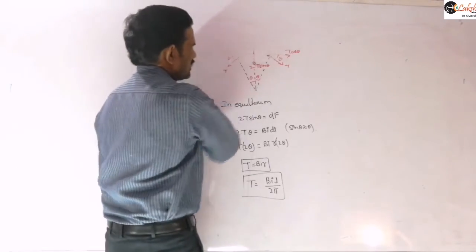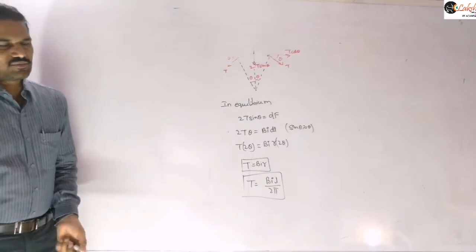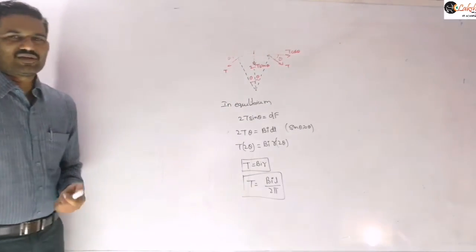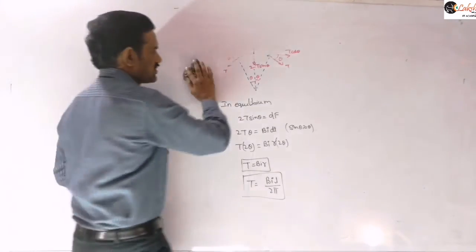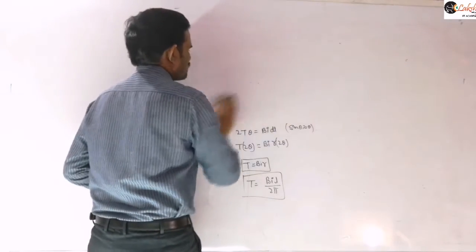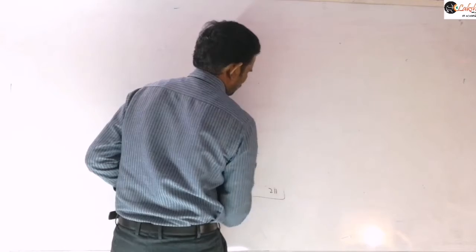And next, let us see some problems based on this. Sometimes the magnetic field may be given as a variable magnetic field. So let us see how to find the force acting in case of a variable magnetic field.